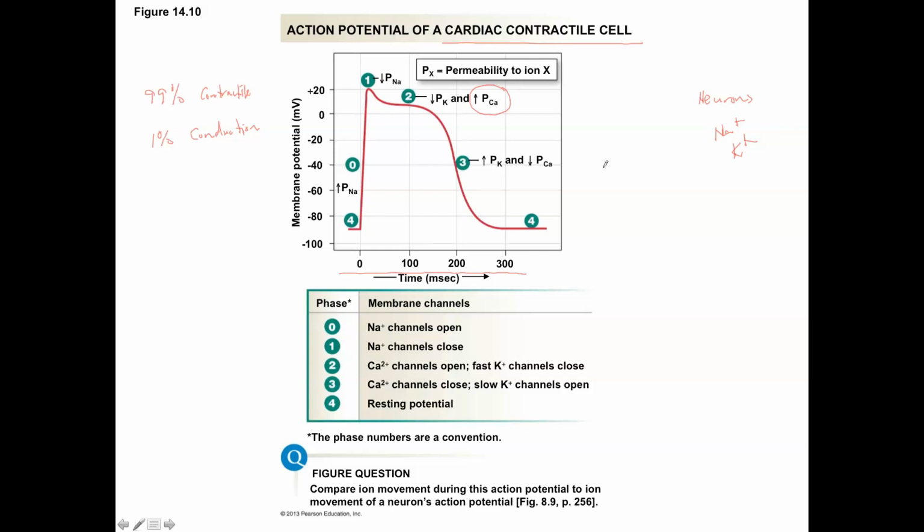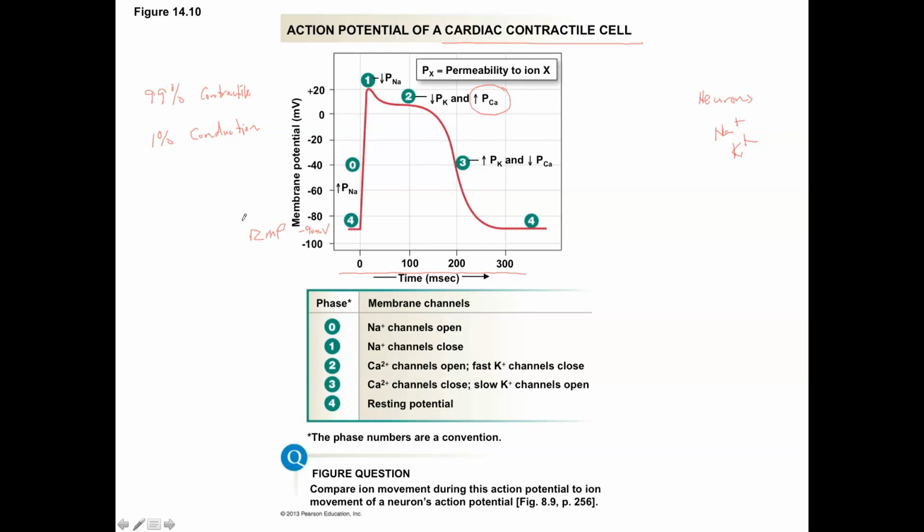So what's going on in the contractile cardiac muscle action potentials? What we see is essentially starting at around negative 90 millivolts. We're not exactly at negative 90 millivolts for resting membrane potential, but it's pretty close. Negative 90 millivolts is actually the equilibrium potential for potassium. So we're close to negative 90 millivolts, but we're not going to be exactly negative 90 because that would be an equilibrium potential for potassium. But we have a resting membrane potential of about negative 90 millivolts.